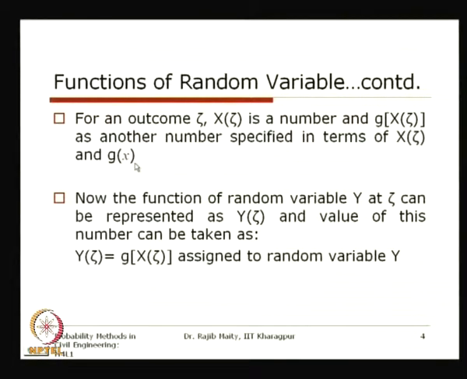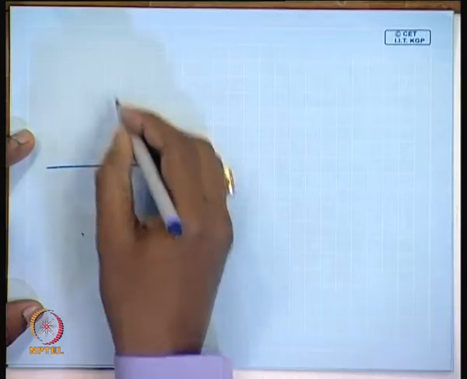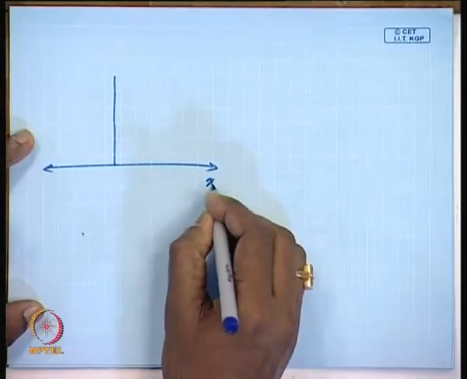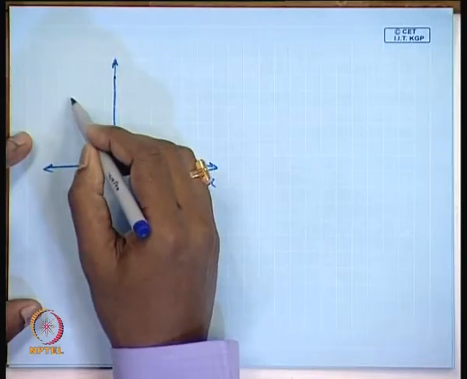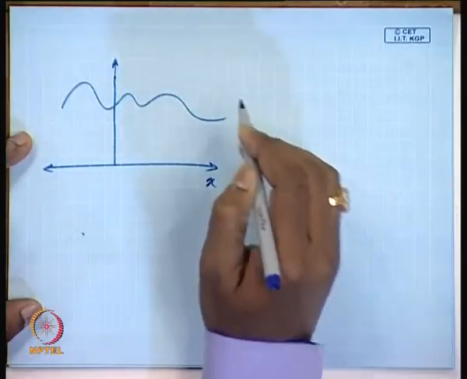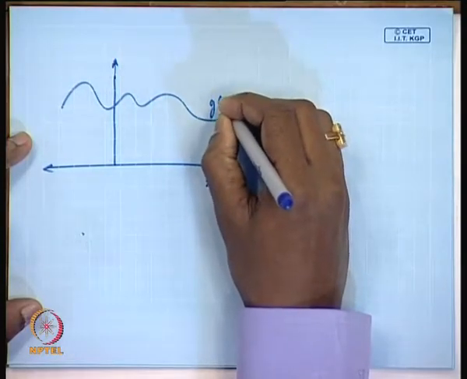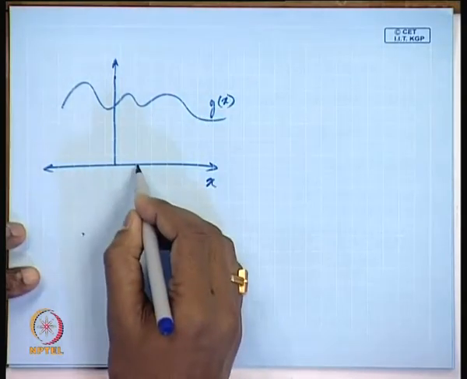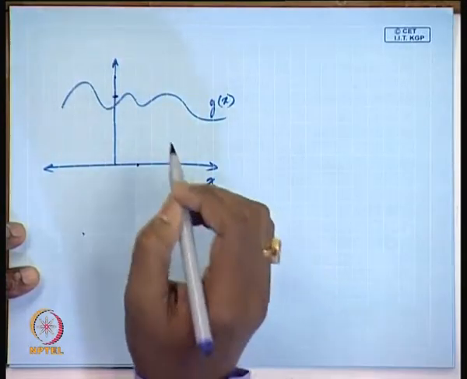So, if we just see it here, this is the random variable axis. If I just say that this is the axis x that is known to us. Now, this function can be general like this, which is your g(x). Now this function is known to us.